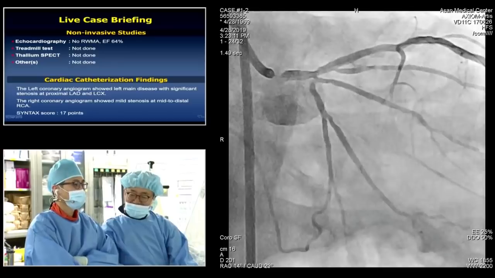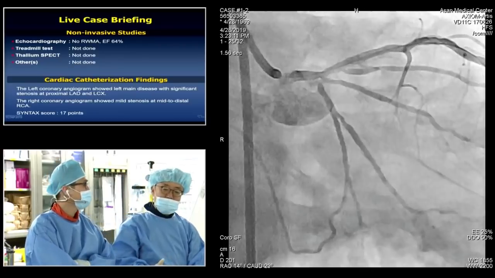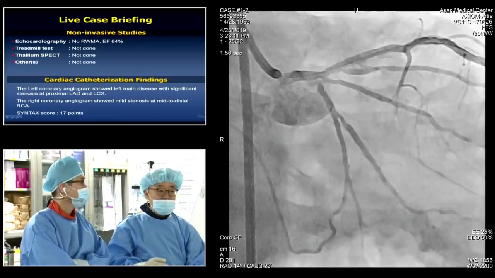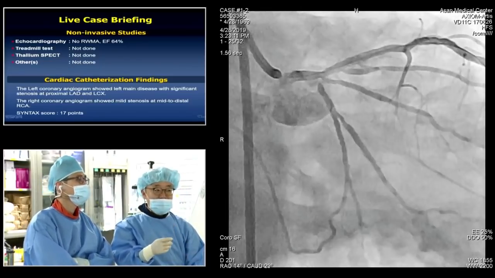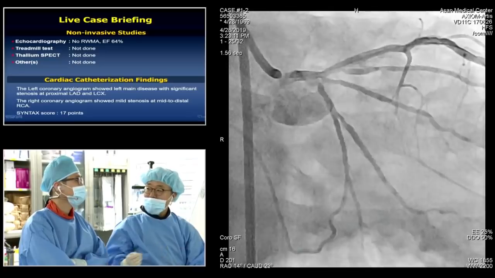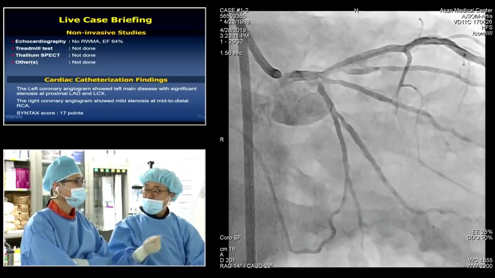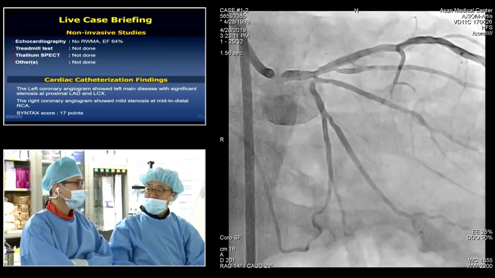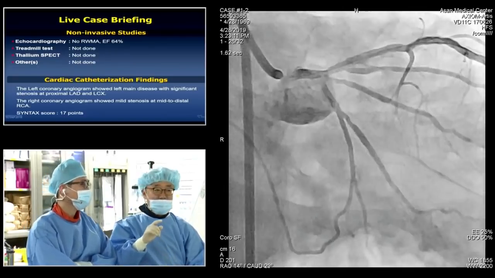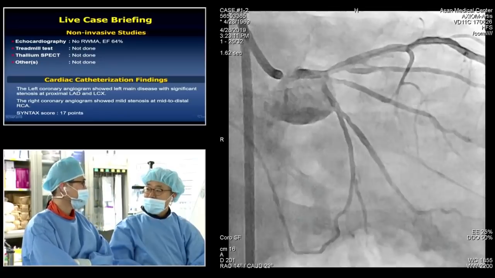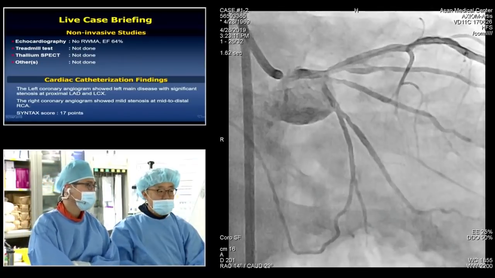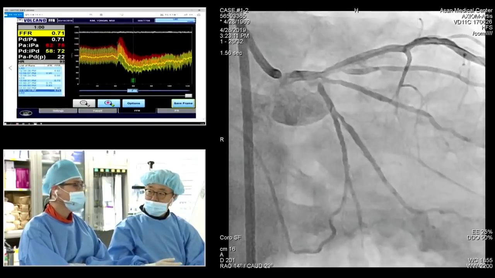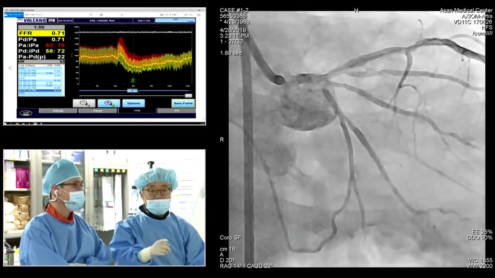Okay, got it. To sum up the functional status, we previously checked the FFR from the circumflex to left main, as well as LAD to left main. What is the FFR value from the circumflex to left main? 0.71. Yes, functionally significant. LAD to left main? 0.72. So 0.71 and 0.72, definitely functionally significant FFR values.